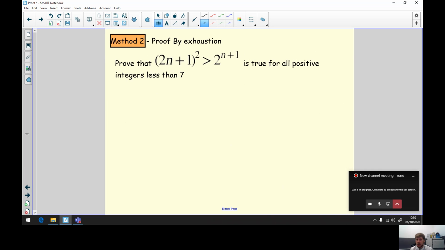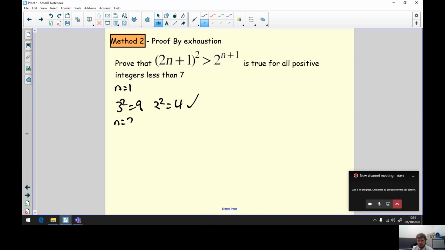Proof by exhaustion questions. If I'm proving that (2n+1)² is greater than 2^(n+1) is true for all positive integers less than 7, I'm going to start off and just choose integers. So when n equals 1, I get 3 squared is greater than 2 squared. 3 squared equals 9, 2 squared equals 4, so I'm happy with that.